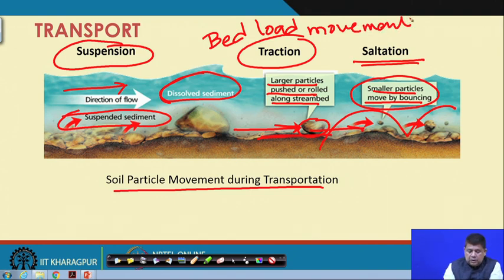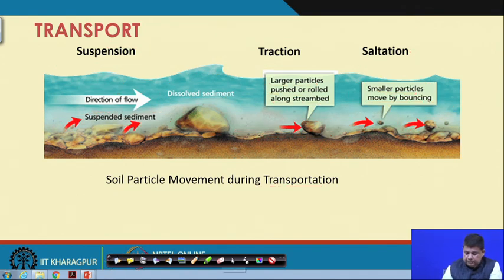So, in the soil water erosion process, the soil particle transport takes place in three different forms: suspension, saltation and traction or bed load movement. These are the three processes involved.